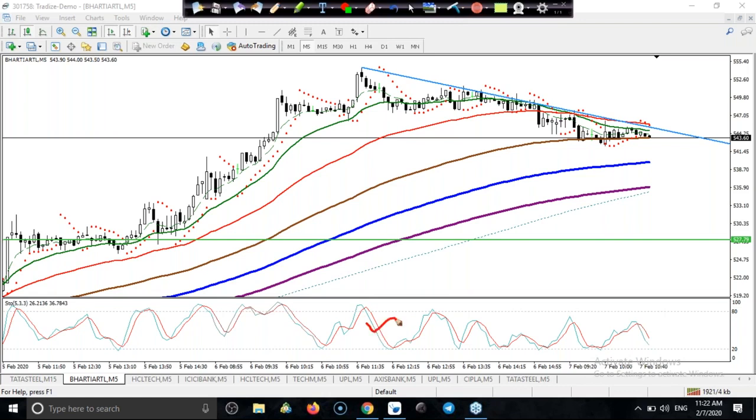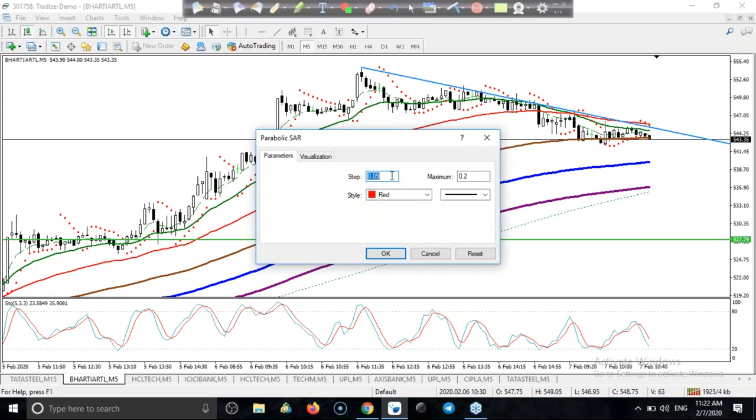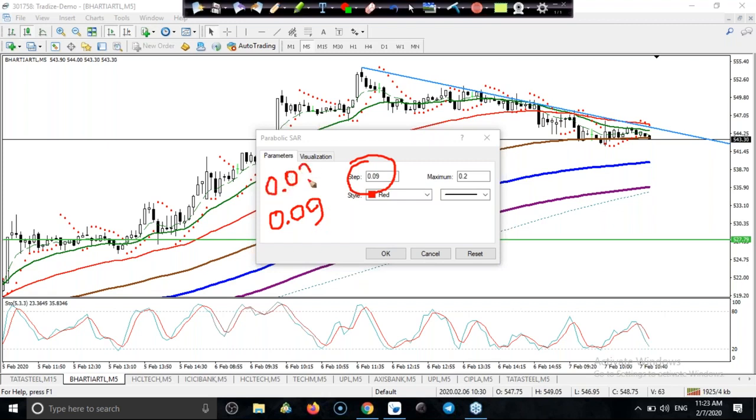First, this is the stochastic we are using. The period is simply 5, 3, 3, which is the default, very easy. Next, we are using the parabolic SAR. I just changed its settings. The step is 0.09. Manually it comes as 0.02, but I modified this one. The maximum is 0.2. I'm not changing anything else. I just changed the step to 0.05 only. That's it.